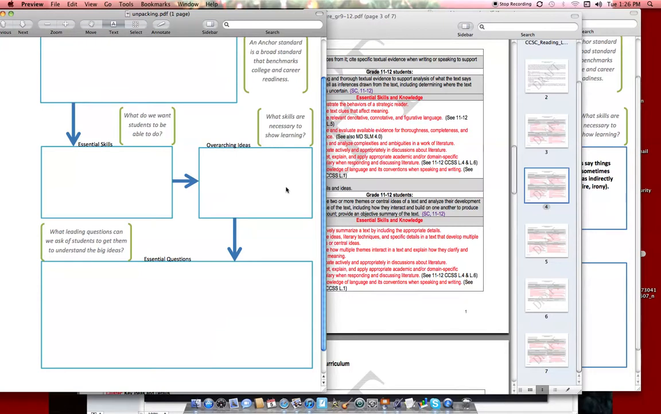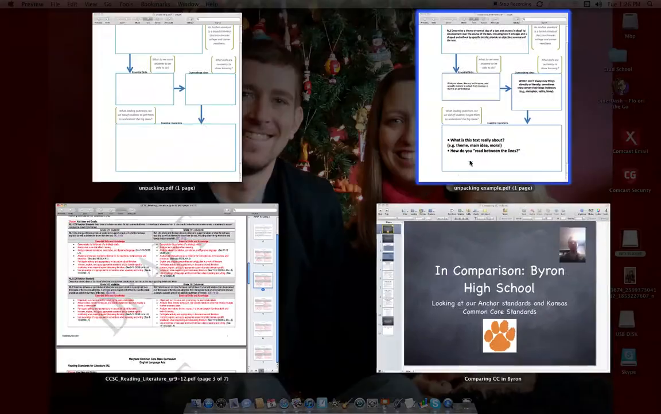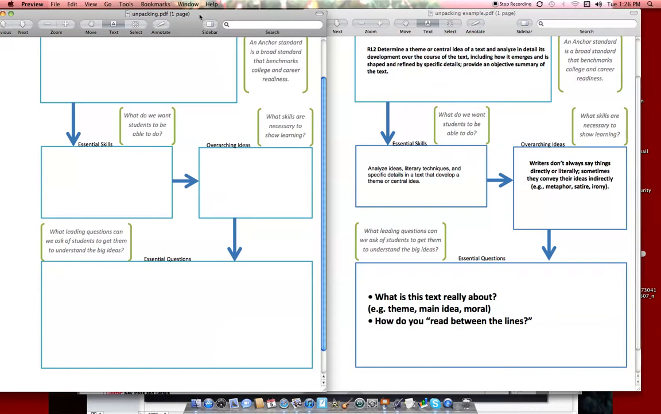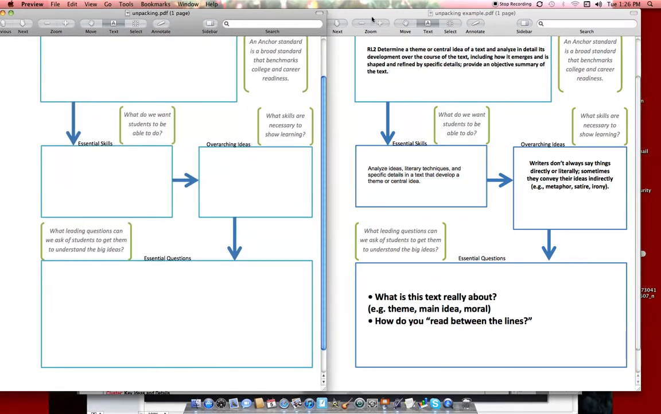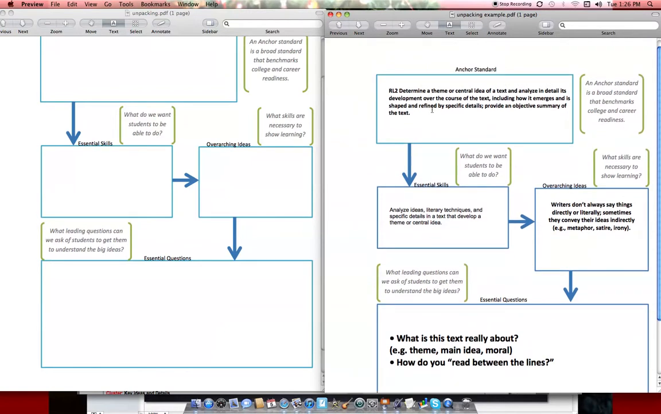What leading questions can we ask of students to get them to understand the big ideas? So what I ended up doing is taking RL2, determine central ideas or themes of a text and analyze their development, summarize the key supporting details and ideas. And I applied it to my template. So if I take both of these and I compare them side by side, there we are. And you look at the top, I have my standard, determine a theme, central idea, so on and so forth.